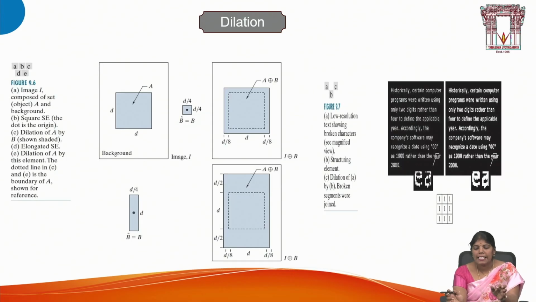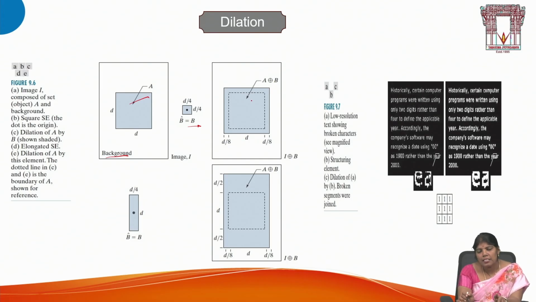So this is the example of the dilation. Here you can see the image which has the foreground and the background, and the size of the foreground is d by d. This is the structuring element which we are applying as a probe on the image. Here B cap, the size of the structuring element, is d by 4.